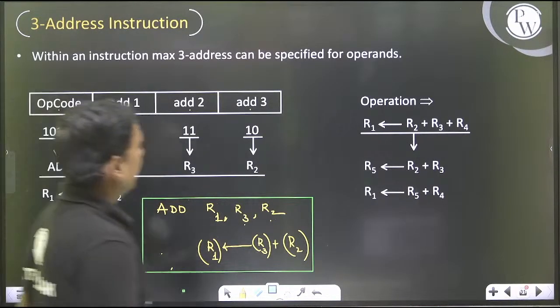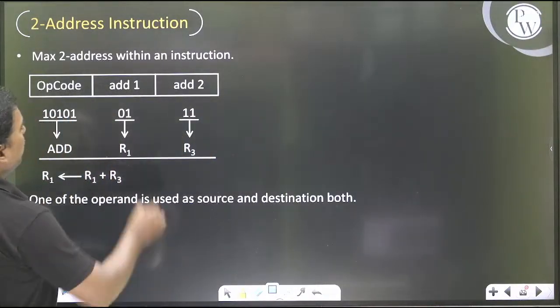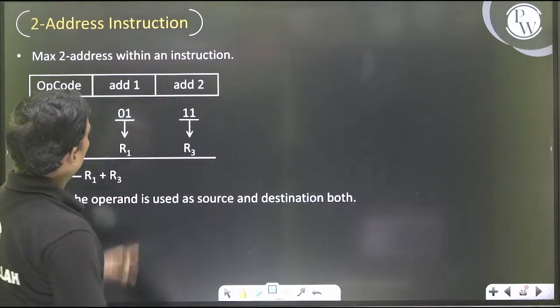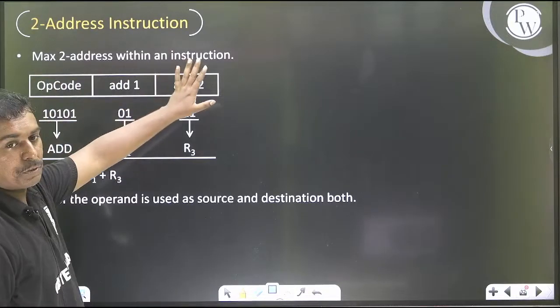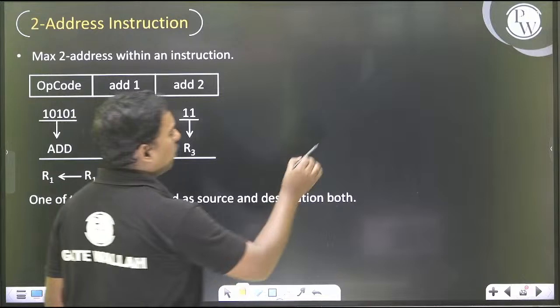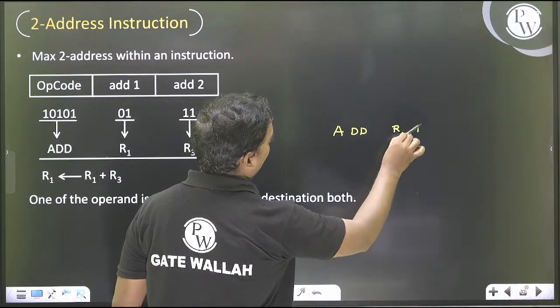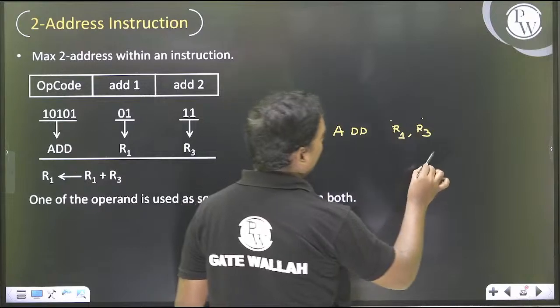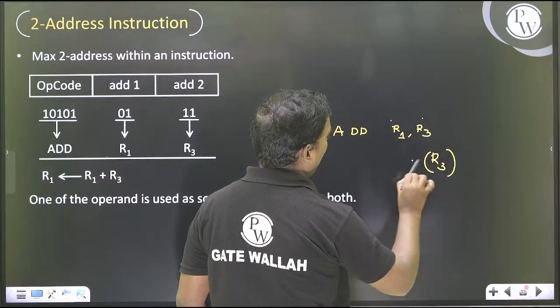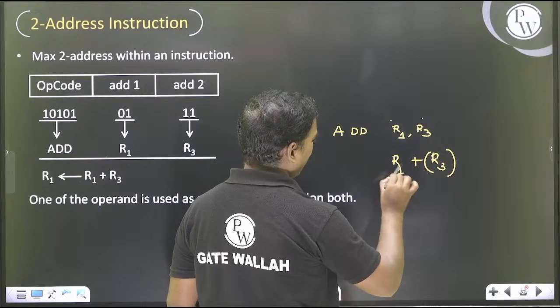Noted. Next, let us go for the 2 address instruction. If we say the 2 address instruction, there will be only two address fields: opcode, address field 1, address field 2. Okay, so simple, add R1 comma R3. So there are no other fields. So these are source and these are destination. The contents of R3 will be added to the contents of the R1 and the result will be stored into the R1.